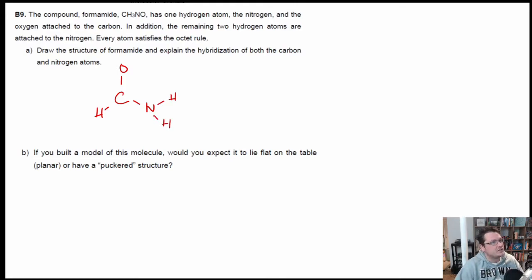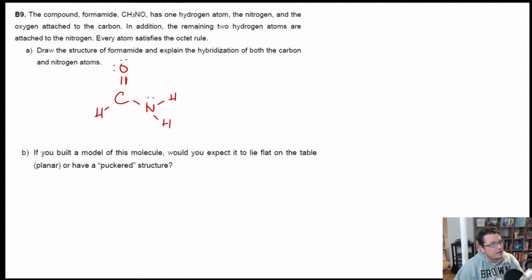So now we just need to finish working out the octet rule, right? If we look here at the carbon, this carbon still has one more electron that hasn't done anything. This oxygen has 1, 2, 3, 4, 5, so it has two lone pairs and one unpaired. That means you're going to get a double bond between the carbon and the oxygen. This nitrogen has 1, 2, 3 around it, and it's still missing two electrons, and so those are going to be a lone pair there. So that right there is a completely valid structure for formamide in this case.